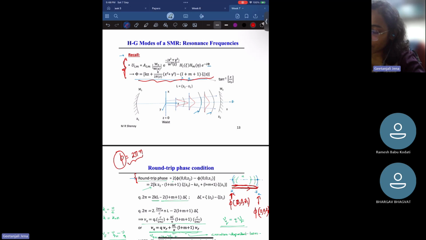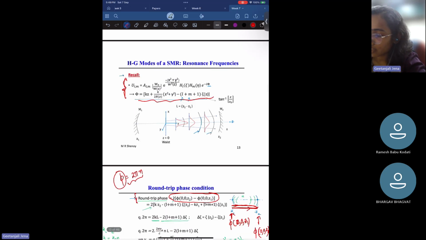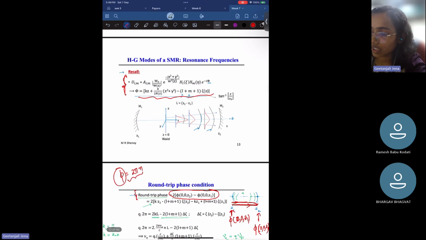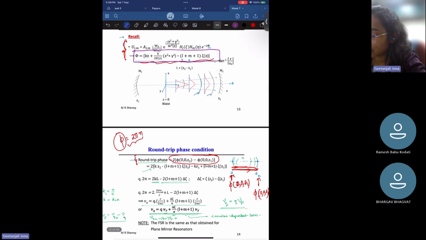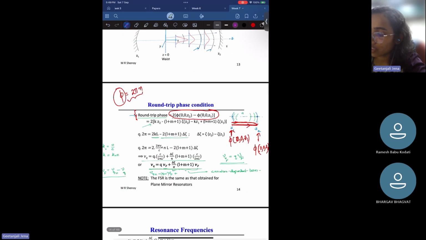So the round trip phase, if you want to write it down, will be 2 times φ(0,0,z2) minus φ(0,0,z1). For the φ expression, you have to take the expression from here and put the value of x and y as 0 and z as Z1 or Z2. If you put it, you will get this expression.